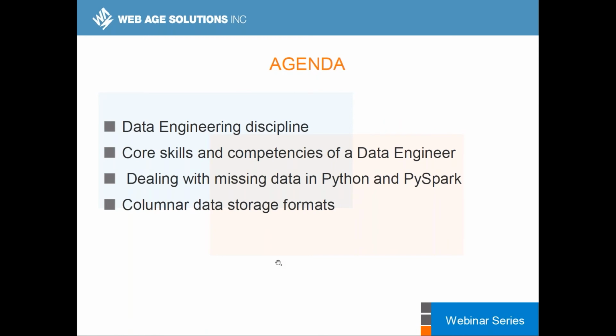So we will talk about data engineering discipline as a whole, because there is some confusion as to what it actually is. Probably the best way to understand what it is by looking at core skills and competencies of a data engineer. We will also, by way of example, look at how to deal with missing data in Python and PySpark. We will also mention quickly columnar data storage formats, which can help you in a big way with minimum involvement on your part in terms of the footprint of your data, the storage requirements, and speeding up your queries.